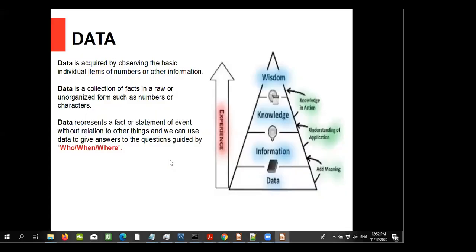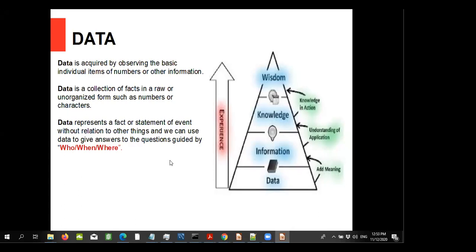Data is acquired by observing basic, individual items of numbers or other information. Data is a collection of facts. Facts are things that exist in raw or organized form, such as numbers and characters. Again, it's not only about numbers, but also about words. Data represents a fact or a statement of event without relation to other things.